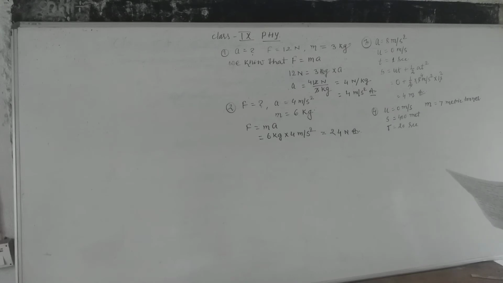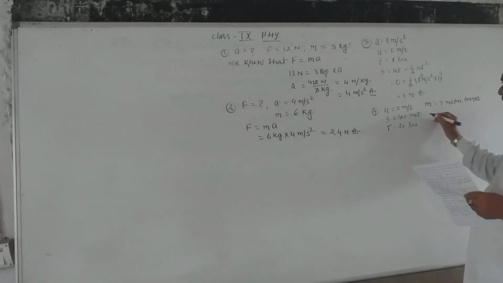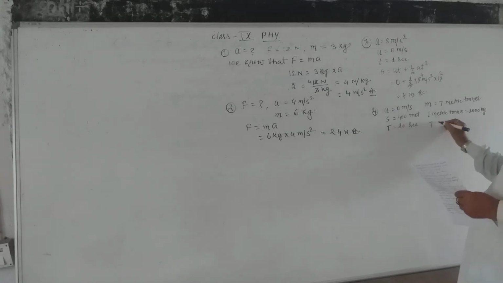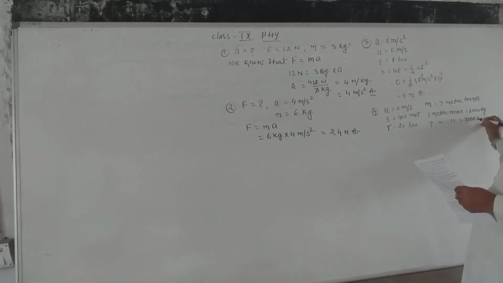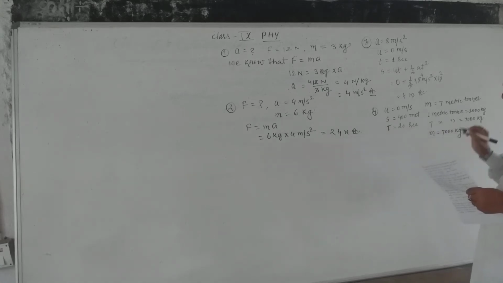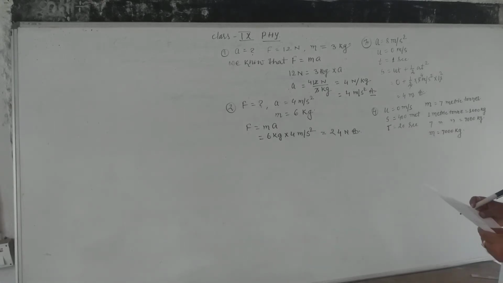Tonnes. We know that 1 metric ton is equal to 1000 kg. Now 7 metric ton is equal to 7000 kg. Here m is equal to 7000 kg. Okay. After that, find the acceleration.